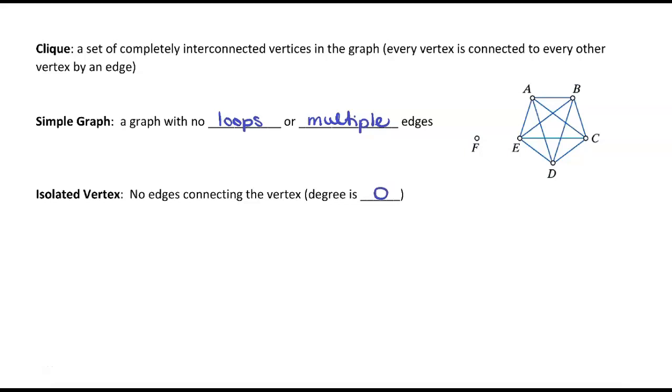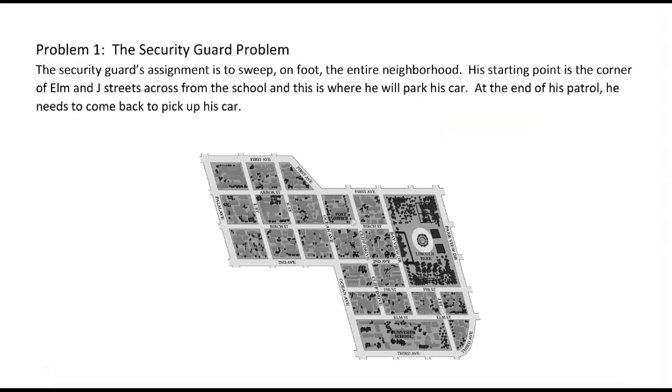Now let's take what we've learned about graphs and draw graphs for each of our 5 class examples for street routing problems. Here we have the security guard problem. Remember that the security guard will start and end at his car at the corner of Elm Street and J Street. We will mark every intersection with a vertex, and we will draw an edge for each street connecting two vertices. So drawing a graph for this neighborhood might look something like this.